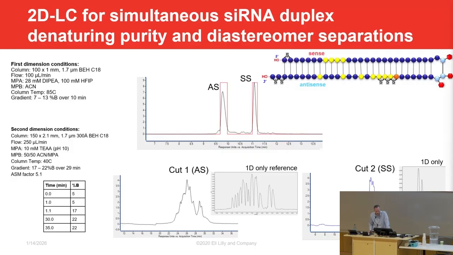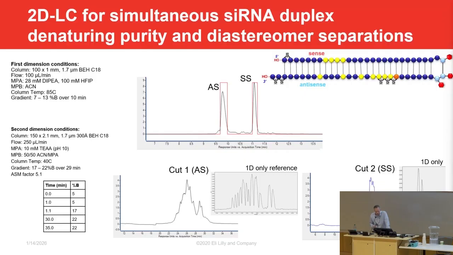The first dimension and second dimension are both ion pairing reverse phase methods, but the difference here, instead of the slides a few slides ago, is that the ion pairing reagents, the modifiers, are different. In the first dimension, it's DiPA, diisopropylethylamine, and HFIP, hexafluoroisopropanol. That gives you really good purity resolution of the duplex, the denatured duplex. And then the second dimension is triethylamine with acetic acid as the acid modifier, so TEAA.